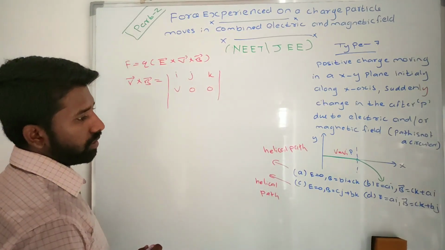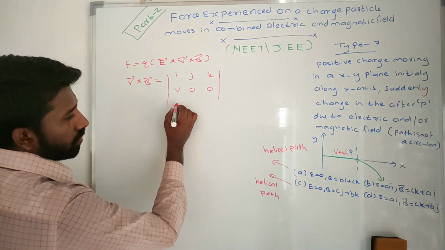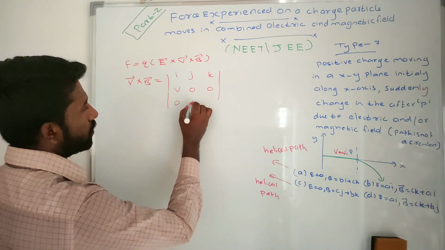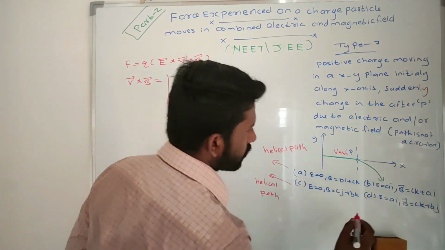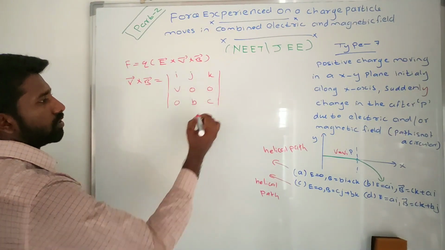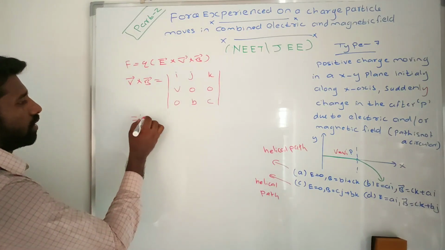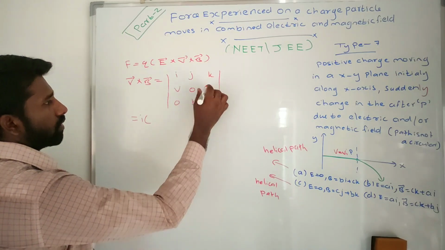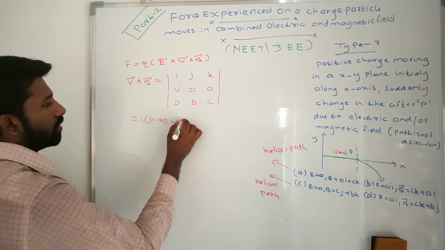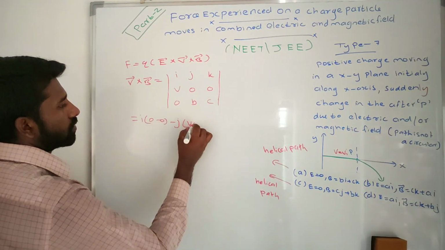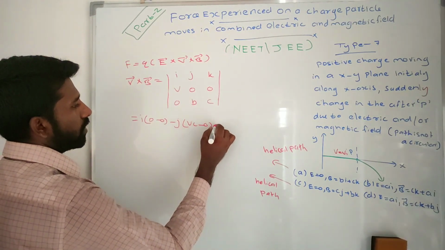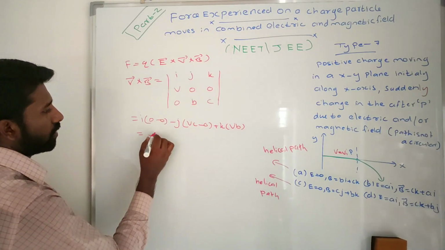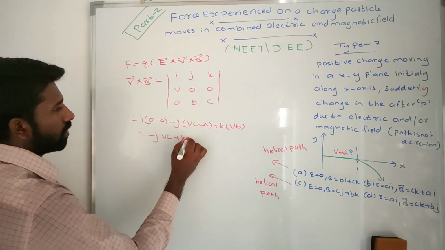What about B? That is the second vector. There is no i component, that is 0. What about the j component? That is B, as they have given, and the k component is C. Now I can expand this. The i row and column are cancelled, so what will you get? 0 minus 0, that is 0, minus j into what you will get? VC minus 0, plus k into VB. So you will get minus j VC plus k VB.